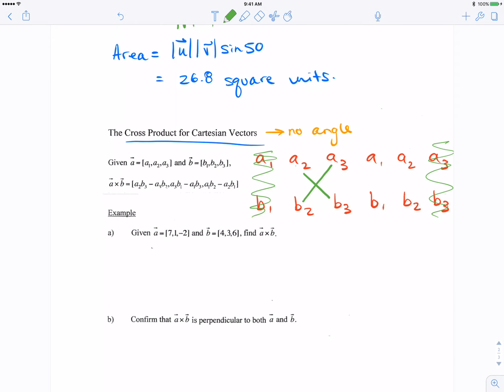Let's go through this again. Go to the next pair. A3 times B1. Subtract B3 times A1. A1 times B2. Subtract B1 times A2.